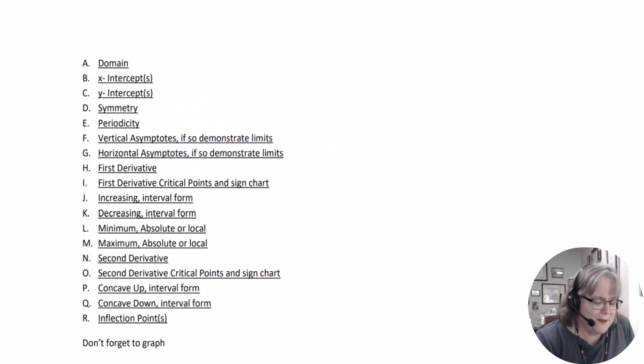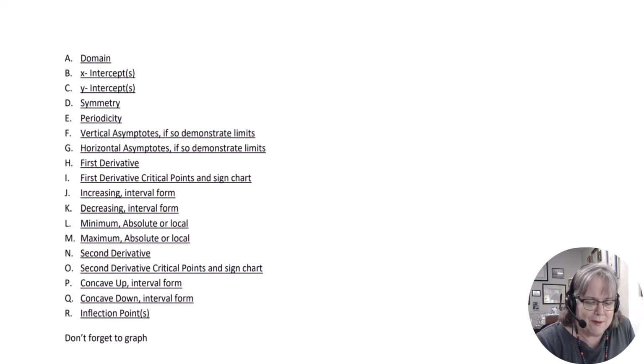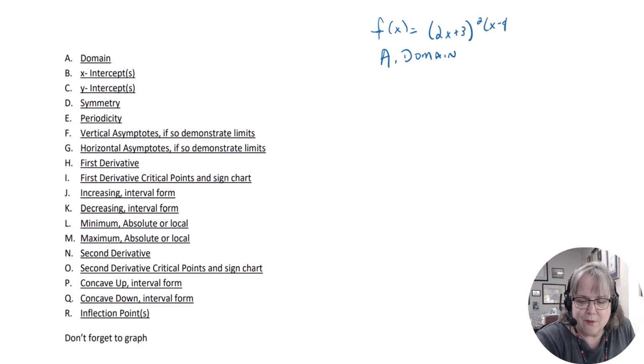All right, so let's start off with a problem, and we'll start off with the domain, and our function is (2x + 3) squared times (x - 4).